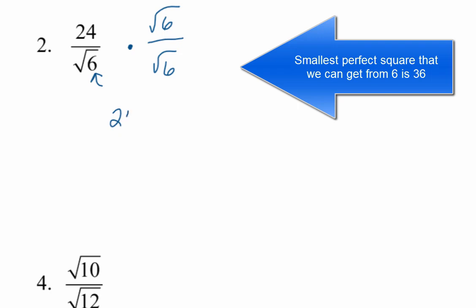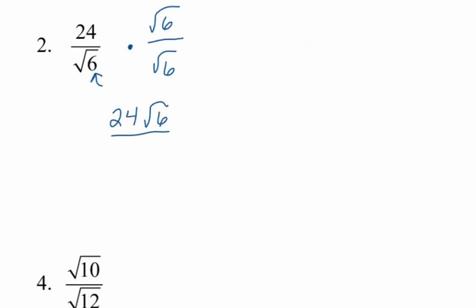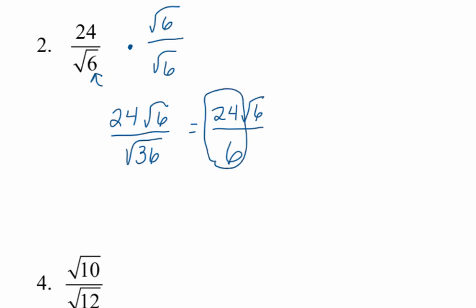And so that gives us 24 square root of 6 over the square root of 36, which is 24 square root of 6 over 6. The square root of 36 is 6. We're not done, because did you notice that there's some simplifying we can do here? We can reduce these. And so 6 divided into 24 is 4. So 4 square root of 6 is my simplified fraction.